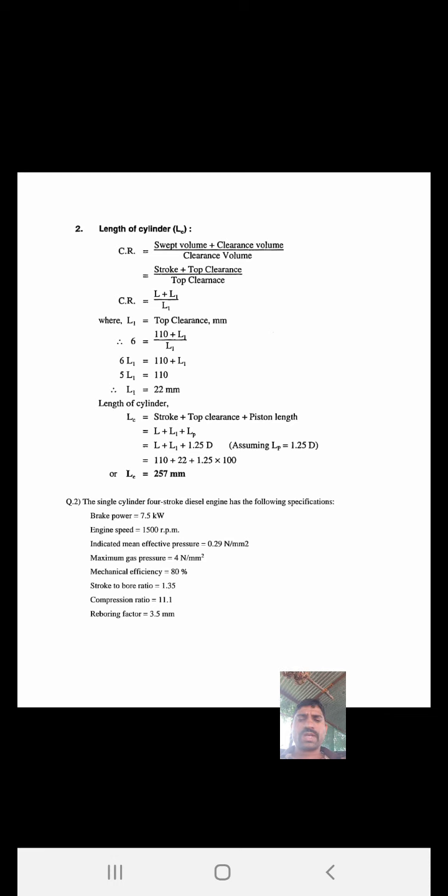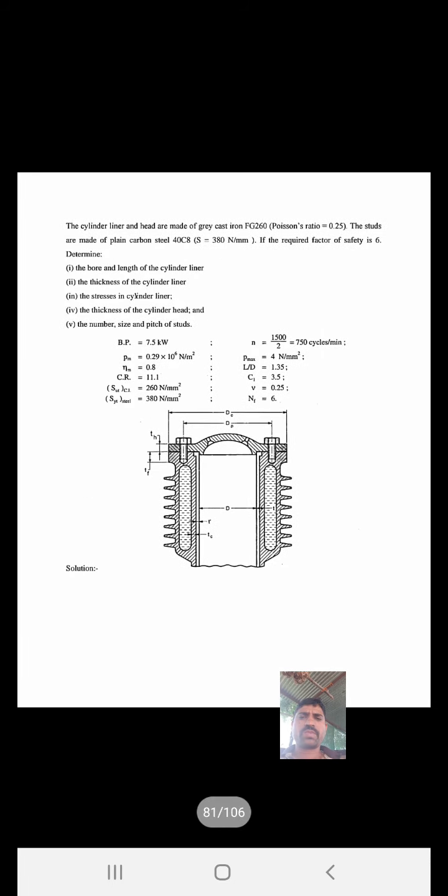N value. Indicated mean effective pressure 0.29 Newton per mm square. Maximum gas pressure is given 4 Newton per mm square. Stroke to bore ratio, again you have given the L by D ratio, 1.35, and compression ratio CR value is given 11.1, and reboring factor is given 3.5 mm. We have seen in the design of the piston their reboring factor 3.5 mm.